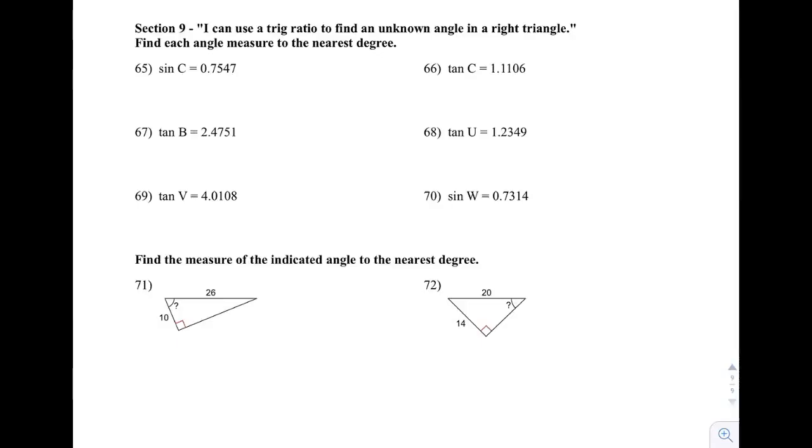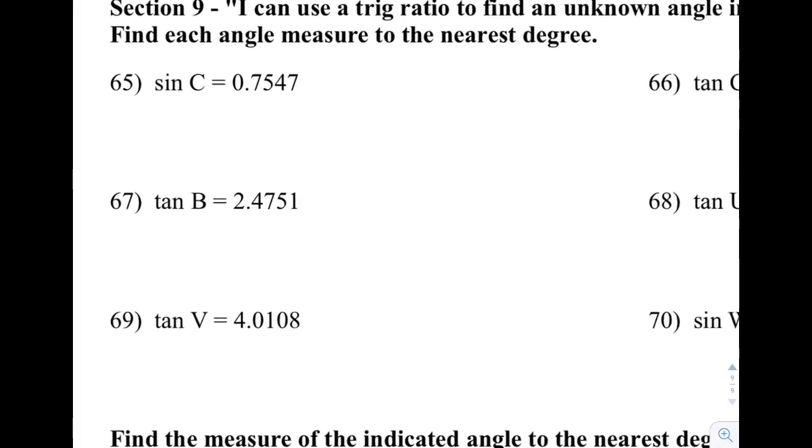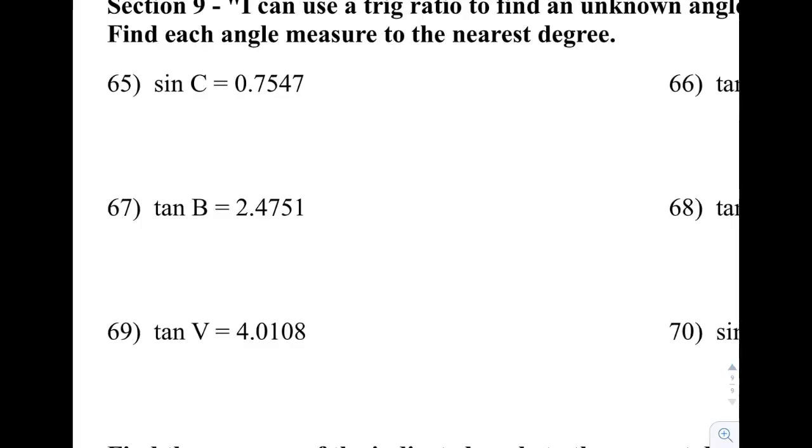We're entering our last section here: using trig ratios to find an unknown angle in a right triangle. So we started out with ratios, then we used that ratio to find an unknown side. We call that x. Now we're going to find an unknown angle. We're going to start out with some calculator problems to just practice the calculation skill, and then we're going to move into doing it on triangles. In each of these problems, we're going to round to the nearest degree.